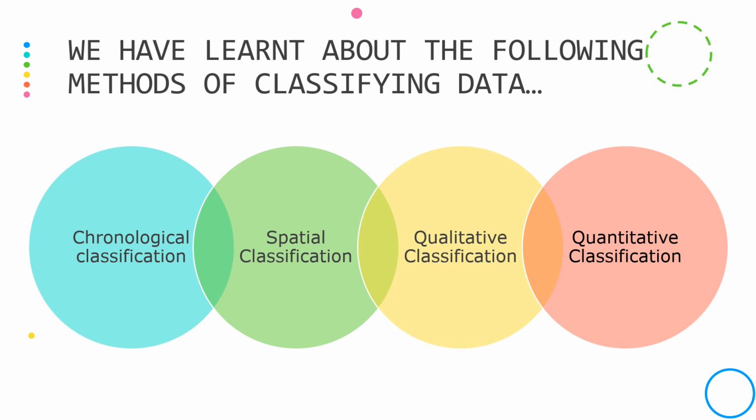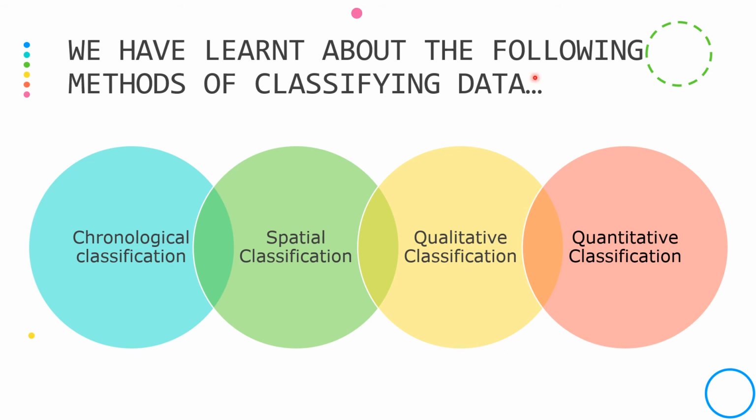So today, apart from learning a lot of terms that we'll be coming across in statistics, terms like attributes, population, frequency, raw data, variables, and so on, we've also learned about the 4 methods of classifying data. The first one, chronological, that is on the basis of time; spatial, that is on the basis of geographical area; qualitative, that is on the basis of attributes or qualities; and quantitative classification, that is on the basis of numerical data or attributing size to qualities.